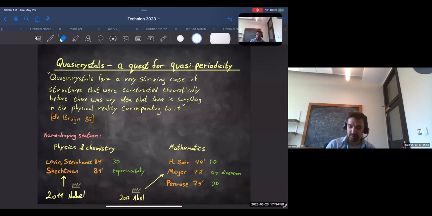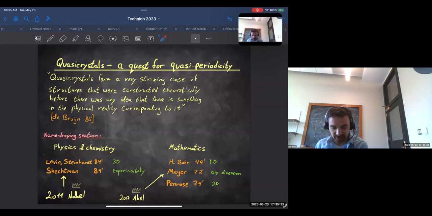I brought here some quote of de Bruijn from '86, discussing the fact that quasicrystals is one of these striking mathematical objects that were first thought about mathematically, and just years after that, someone actually found such a structure in nature physically. And in this case, the someone that found it got the Nobel Prize for that. So just a bit of name dropping.